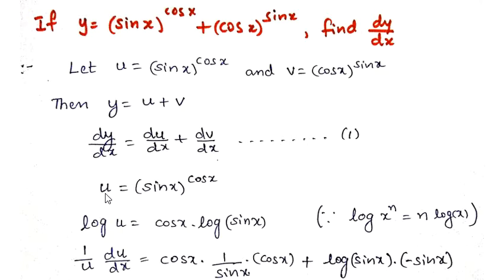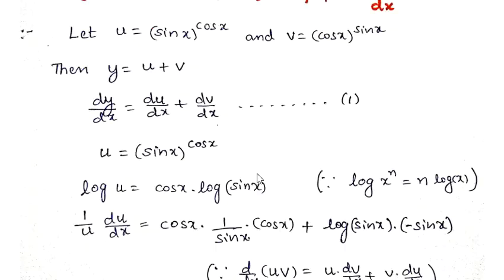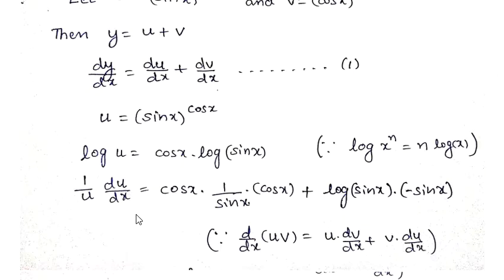So when you take log on both sides, it is log u and it is log of (sin x)^(cos x). So this will be cos x into log sin x. From this formula we can write like this. And when you apply differentiation on both sides, so it is in the form of log x. We know differentiation of log x is 1 by x, but in the place of x, u is there, so we have to differentiate with respect to x.